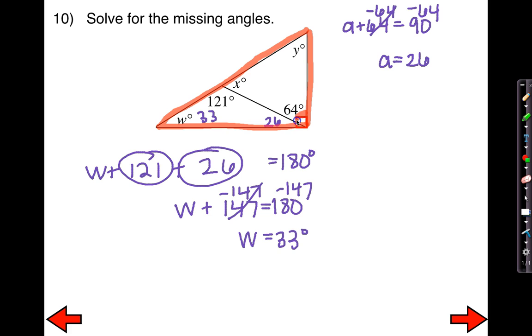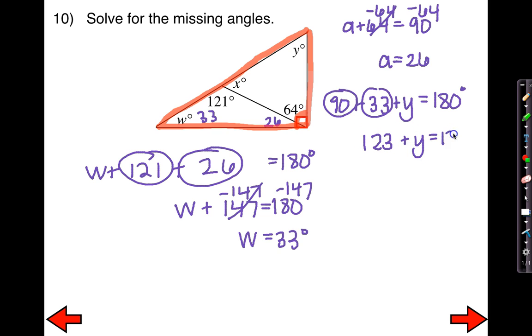Okay, I know this angle here is 90, and I know this angle is 33, plus this unknown angle, which is y. Since it's a triangle, they should add up to 180 degrees. So in order to solve for y, I'm going to combine like terms. 90 and 33 gives me 123 degrees plus y equals 180 degrees. Solve for y, I'm going to subtract 123 from both sides, and I'm left with y equals 57 degrees.